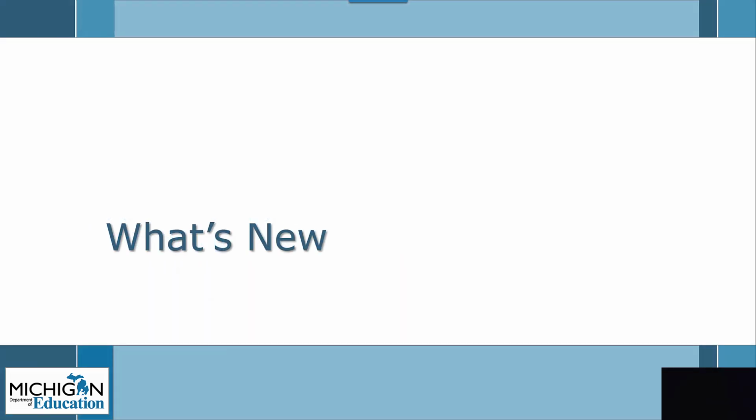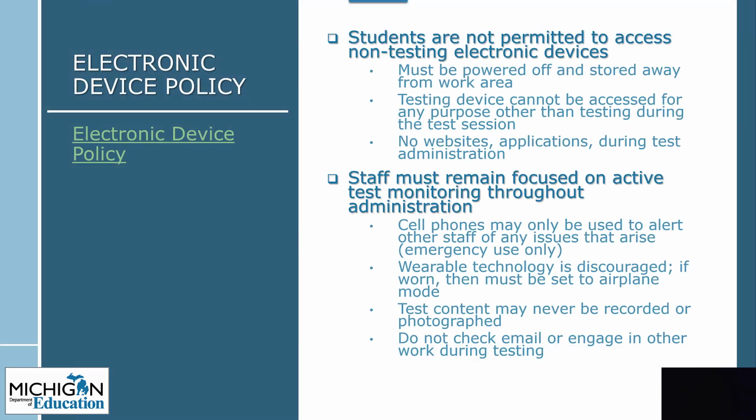In this section, I will discuss what's new for the 2023 M-STEP administration. The OEAA has developed an electronic device policy for testing, which is available in the Assessment Integrity Guide and the M-STEP Test Administration Manual. Students are not permitted to access any non-testing electronic device during testing. All student electronic devices must be powered off and stored away from the student work area during testing.